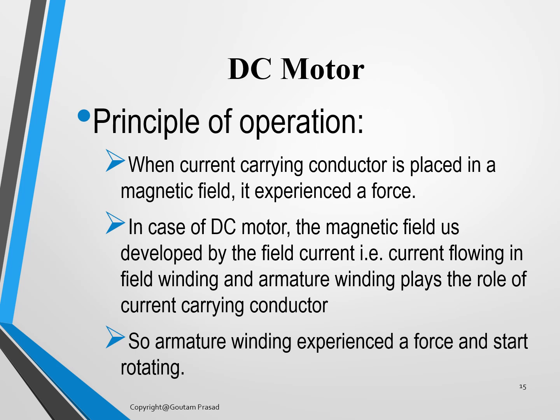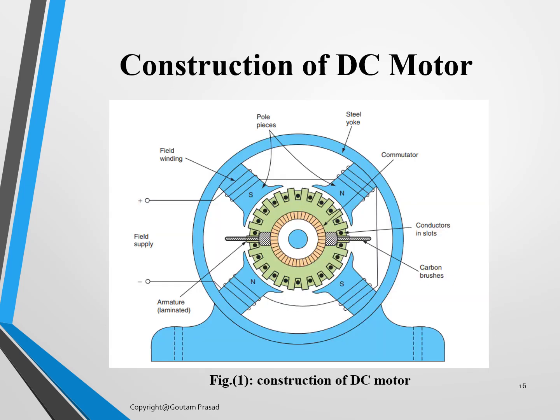Principle of operation of the DC motor. When a current carrying conductor is placed in a magnetic field, it experiences force. That is the basis, or the principle of operation, of the DC motor. In the case of the DC motor, the magnetic field is developed by the field current flowing in the field winding, and the armature winding plays the role of the current carrying conductor. So the armature winding experiences a force and as a result starts rotating.